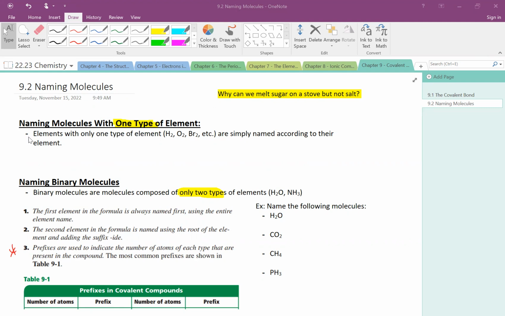First, when we're naming molecules that are just one type of element, it's very easy. You just give them the name of the element. So for example, H2 is called hydrogen, O2 oxygen, Br2 bromine, etc. So if it's just one element, just name it that.